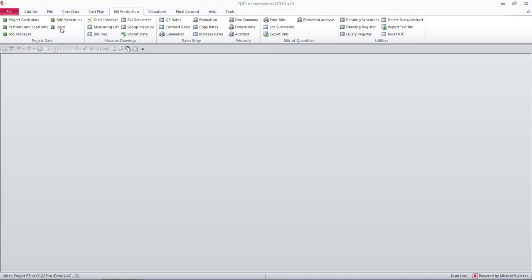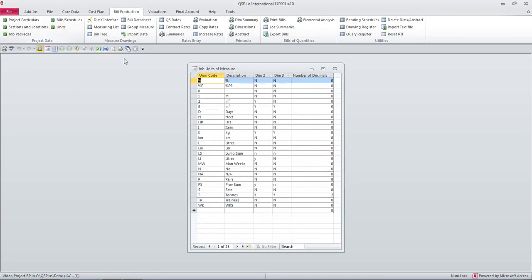And now for the units of measure. When your job is created, a complete set of standard units of measure is copied into your job. If you have any unit of measure that you require which isn't present already, you can add a new one at the bottom of this window.